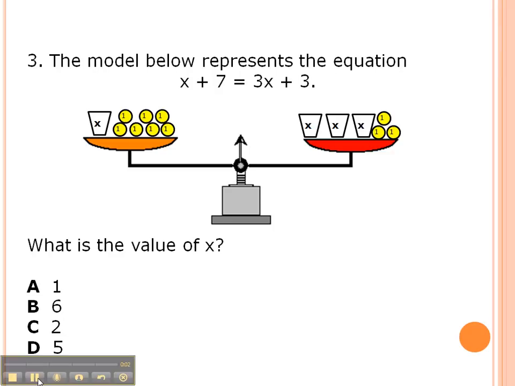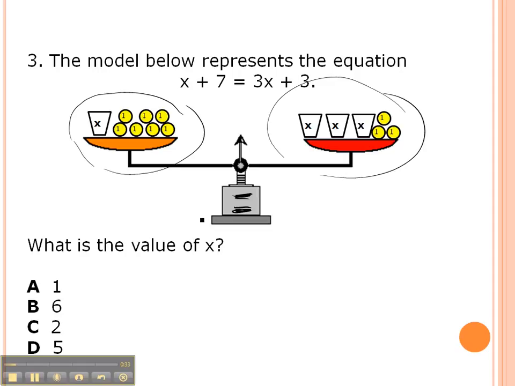Problem 3 gives us an algebraic model that represents the equation x plus 7 equals 3x plus 3. On this side of the scale we have x and 7 chips, so that's x plus 7, and the scale represents equals, represents the equation. On the other side of the equal sign, the other side of the scale, we have 3 x's and 3 chips, so 3x plus 3.